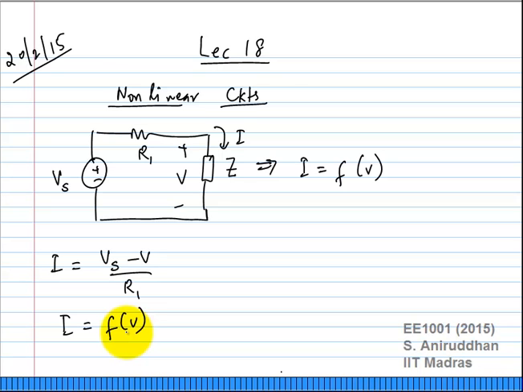Unfortunately, there is no shortcut. You have to solve the nonlinear equation that you get. Any network which has nonlinear elements, you will have to use the nonlinear elemental relationships to find out the voltages and currents in the network.